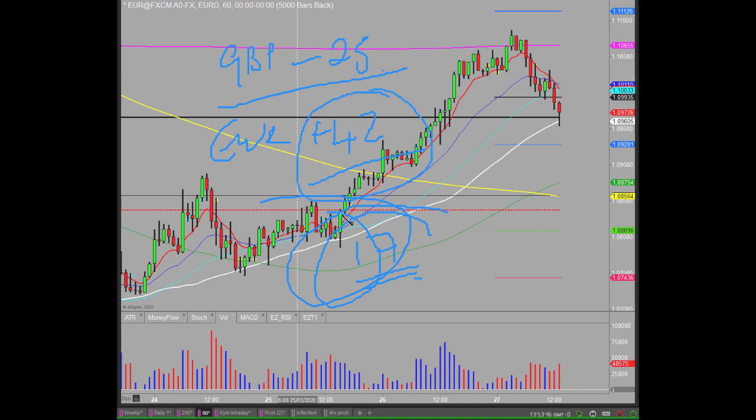I would have liked to squeeze a bit more out of this, and some people may still be holding some of this for further downside. But for now, it's given me the first target here, the target here to the 50, and I'm happy.